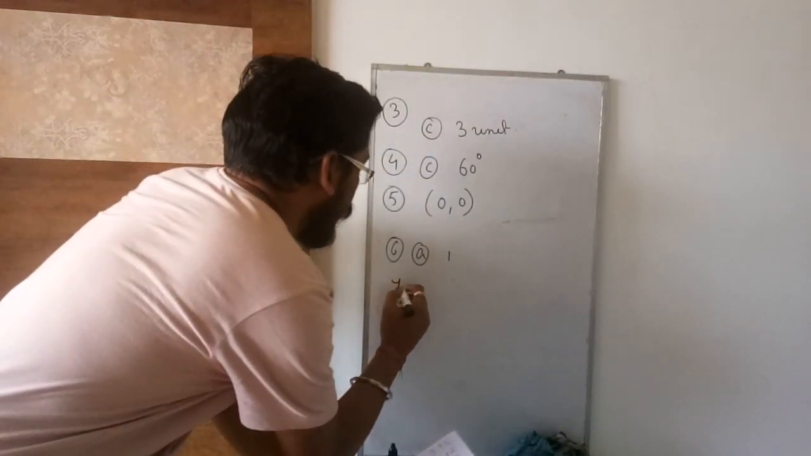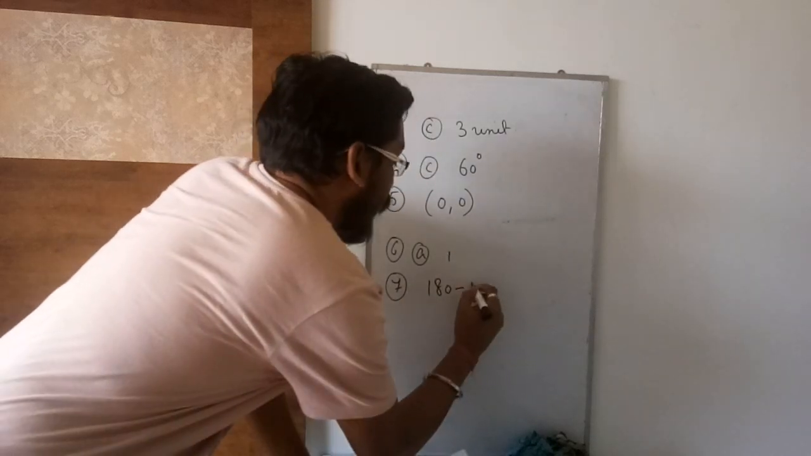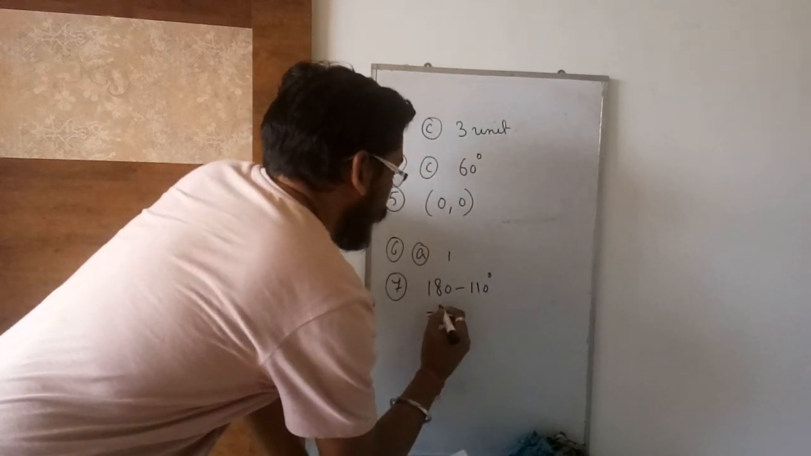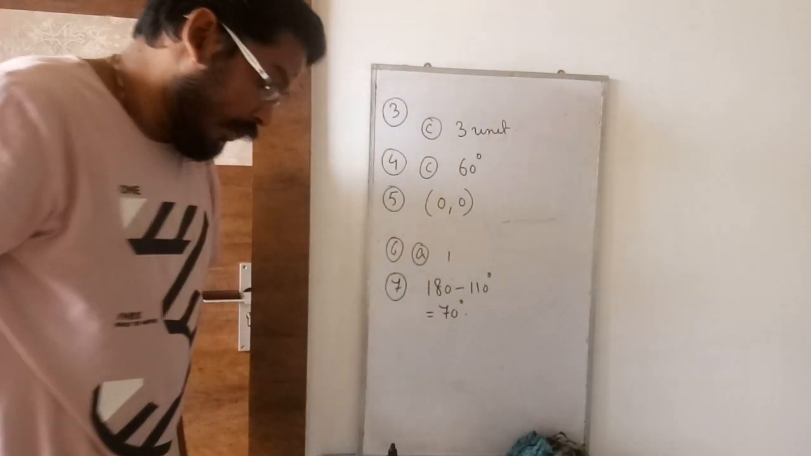So to find out question number 7, what you will do? 180 degrees minus 110 degrees. Your answer will be 70 degrees. Okay, take the screenshot of this part.